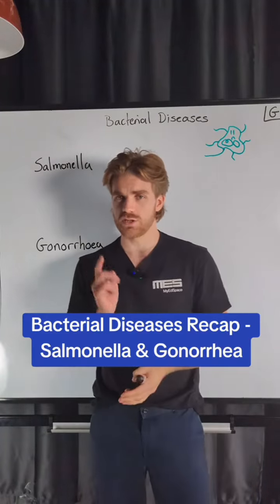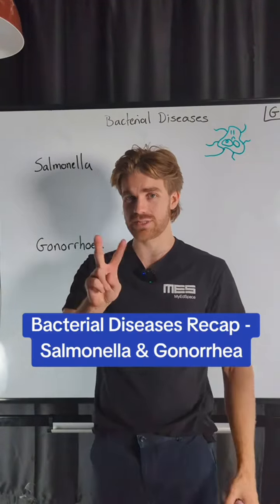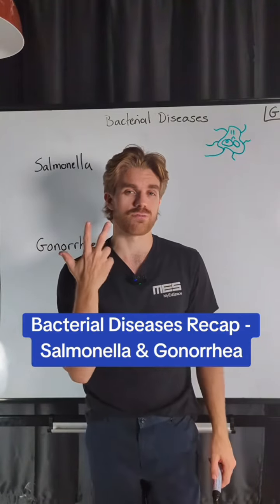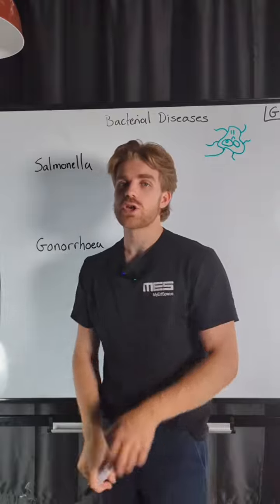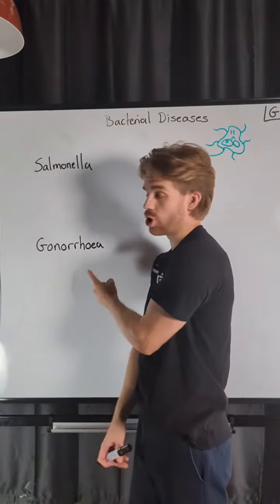There aren't very many diseases that you need to know about in GCSE biology, but there are 2 examples of bacterial diseases that you must know in detail. Let me know in the comments, what are the other 3 types of pathogens? So the 2 bacterial diseases you need to know are Salmonella and gonorrhea.